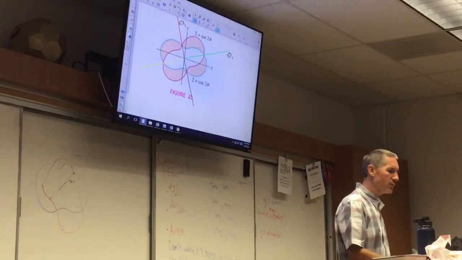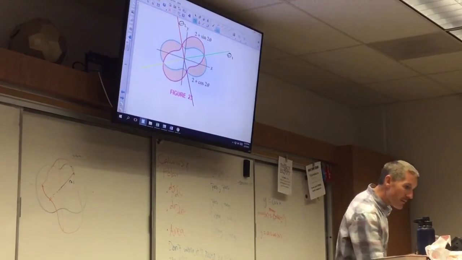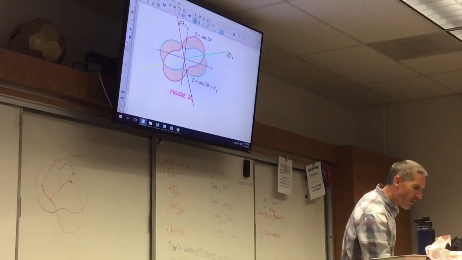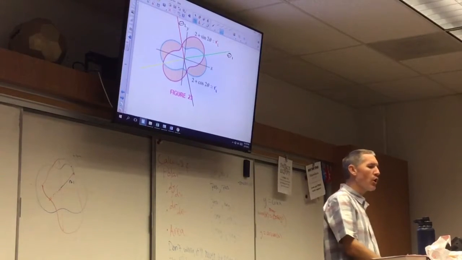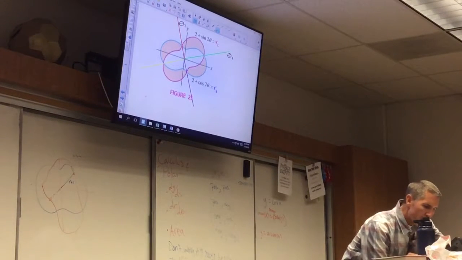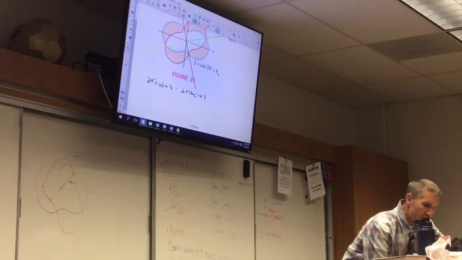Yeah, set the r's equal to each other. So I'm going to call this one the blue, so I'll call that R1, and this is the red, so I'll call that R2. Right, so I'm going to set R1 equal to R2 and solve. So I'm going to get 2 plus cosine 2 theta equals 2 plus sine of 2 theta. So subtracting 2 from both sides, I get that sine of 2 theta equals cosine of 2 theta. Okay?